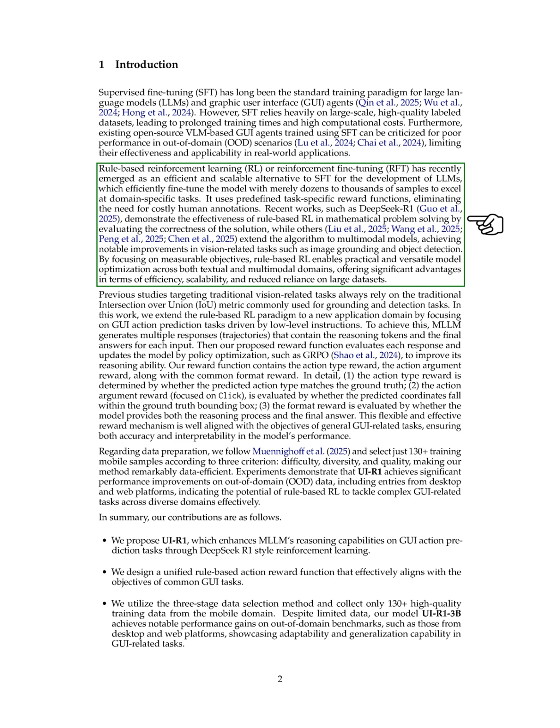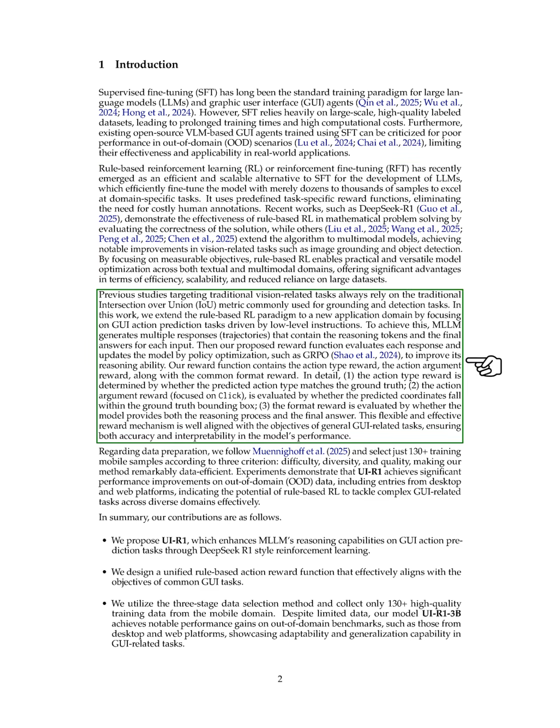By concentrating on measurable goals, rule-based RL offers practical optimization for both text and multimodal tasks, providing benefits in efficiency and scalability while reducing the need for large datasets. Previous research in traditional vision tasks has relied on the intersection over union (IOU) metric for grounding and detection. In our work, we extend the rule-based RL approach to GUI action prediction tasks based on low-level instructions.